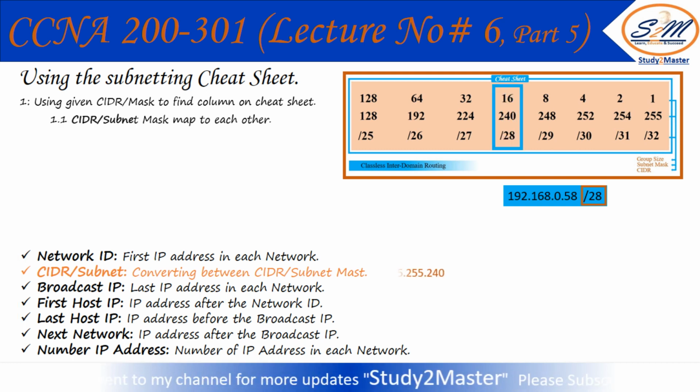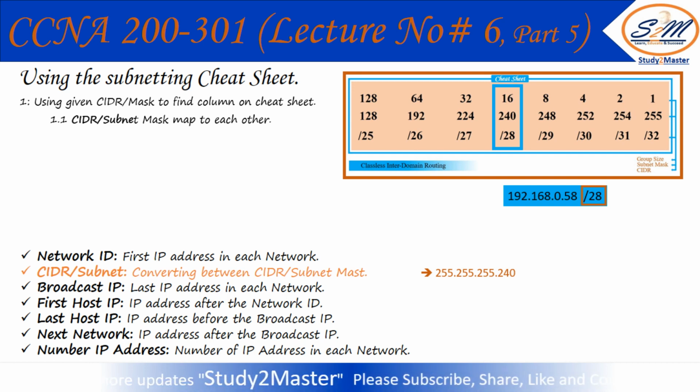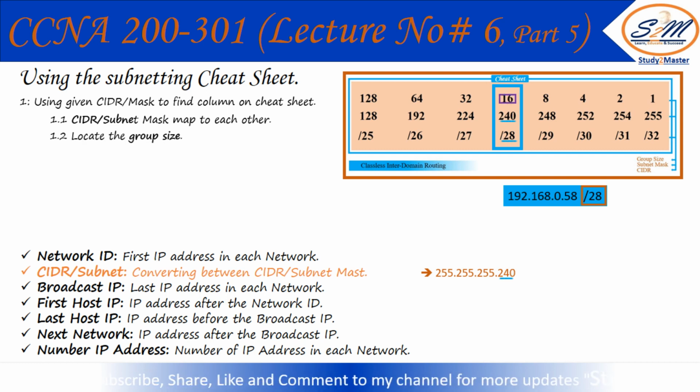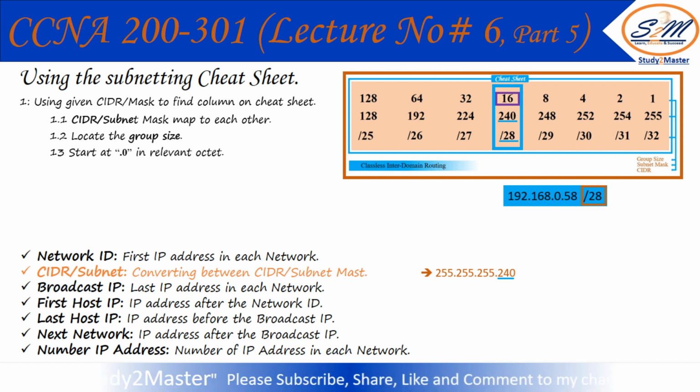So here we are locating in the 4th column of the cheat sheet. CIDR and subnet mask map to each other. So here the subnet mask is 255.255.255.240. We are locating at the 4th octet of the cheat sheet. /28 is mapped with 240 and the group size is 16. Now how do we find the network address?